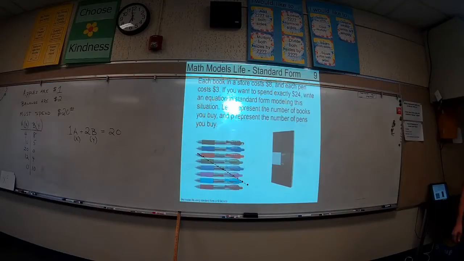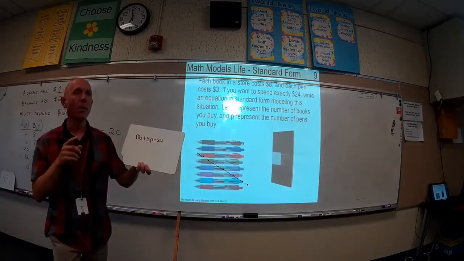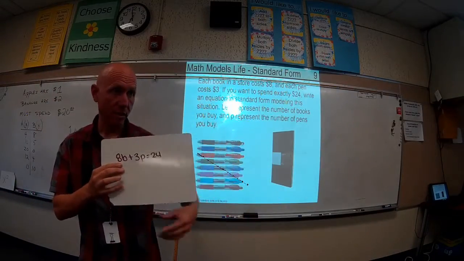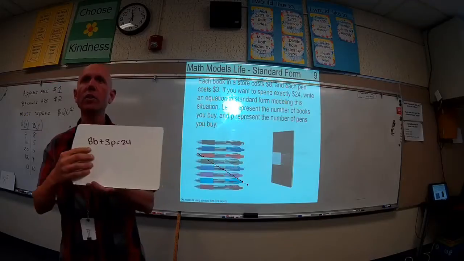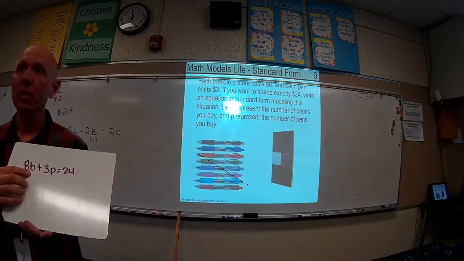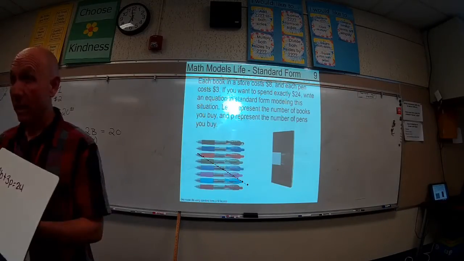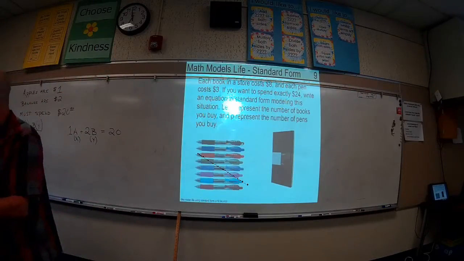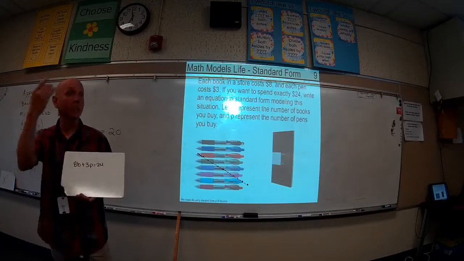So, can I have your things out? You guys happy with that? Now, what do the numbers mean? What does the 8b mean in context, in real life? What does 8b mean, Gavin? $8 times the number of books that you buy. Okay, that's what the 8 is, $8 times the number of books. What does 8b represent, Nico? The cost of all the books.